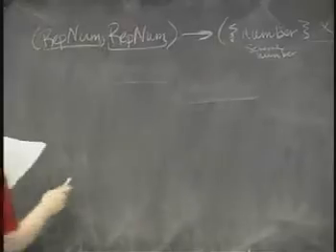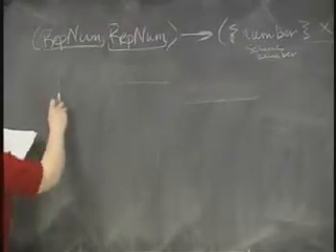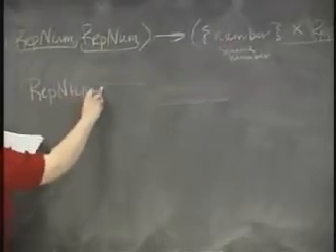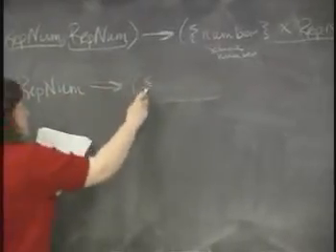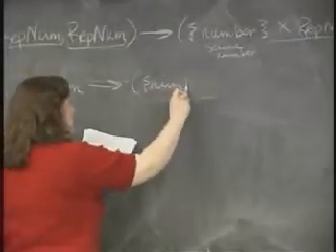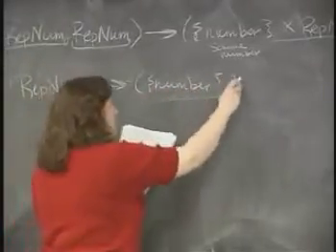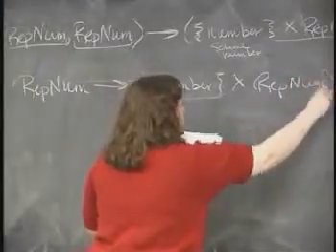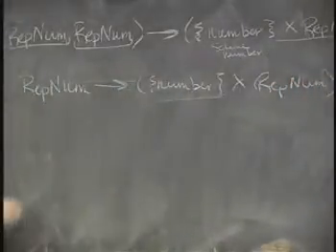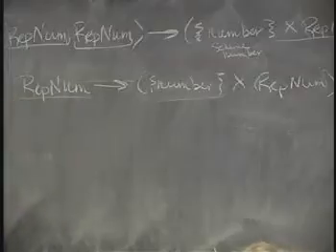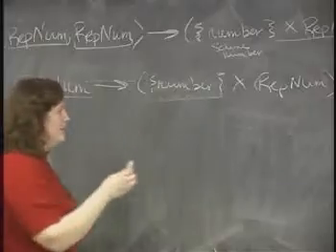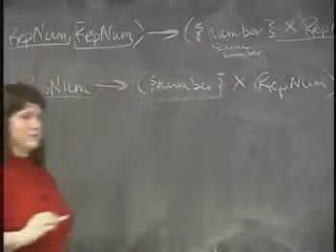So if we look at another one down here, for negate number, it says rep num goes to number cross rep num. So negate number, as it's telling you, only takes in one number. And it's going to return a number, which will be the negated number, and then it will tag it with number.